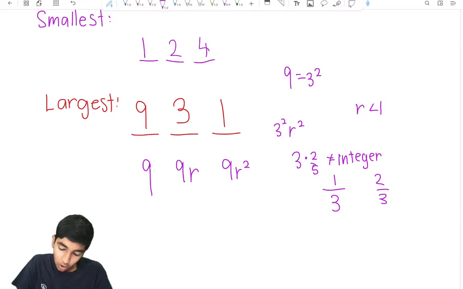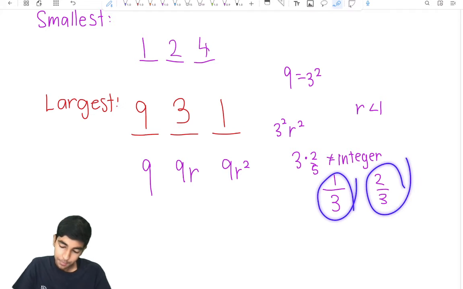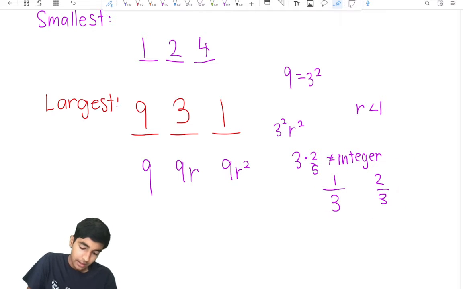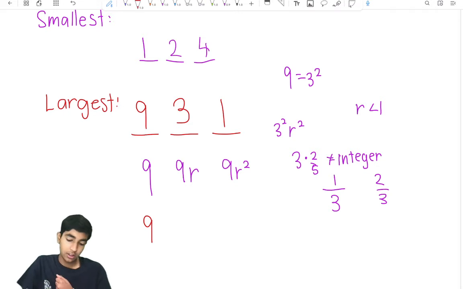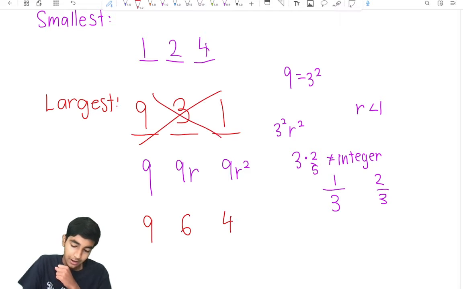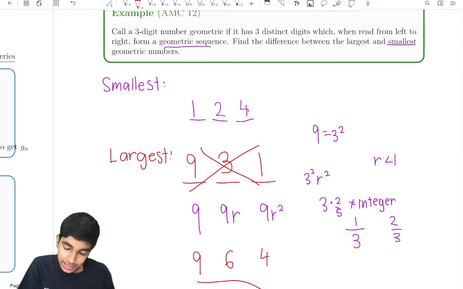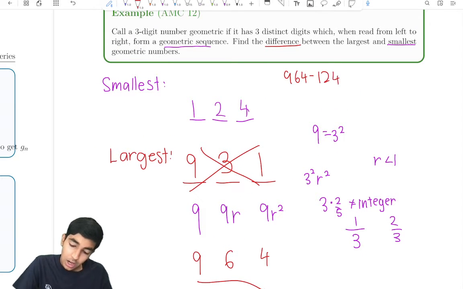So basically our only two possibilities are this. We've already seen this. What about this possibility? That gives 9, 9 times 2/3, 6. 6 times 2/3, 4. That works, and that's even bigger than 931. So really, our largest number is 964. We're asked to find the difference, so 964 minus 124, 840, our answer.